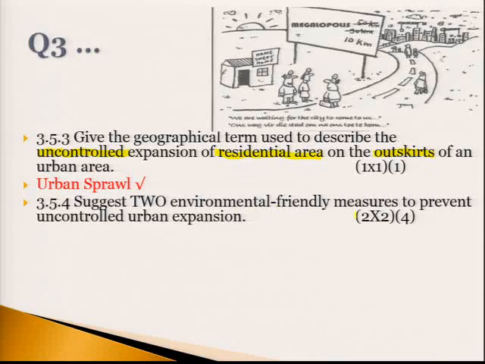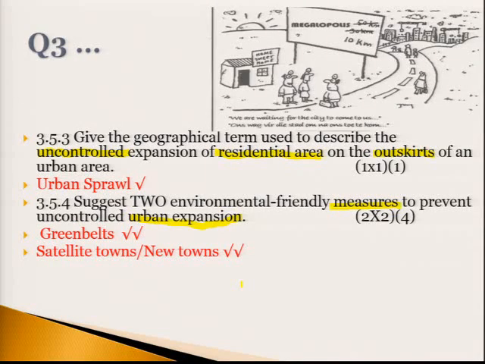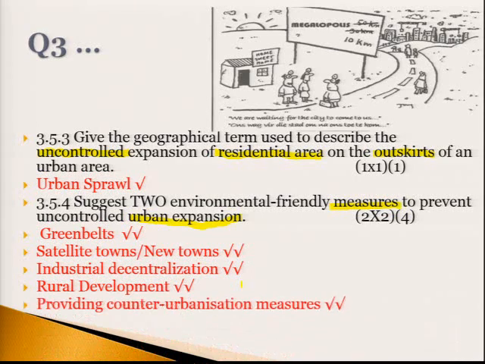Suggest 2 environmentally friendly measures to prevent uncontrolled urban expansion. How can we stop this? Number 1, we must introduce green belts. Remember, in a green belt, they won't cut those trees easily because there will be laws or rules. Then we must have towns next to one another, satellite towns or new towns. We must not have one town where everyone wants to flock. Then industrial decentralization, take businesses to people, to rural areas, and then rural development. Let's make sure that our rural areas are developed. And then provide counter-urbanization measures.